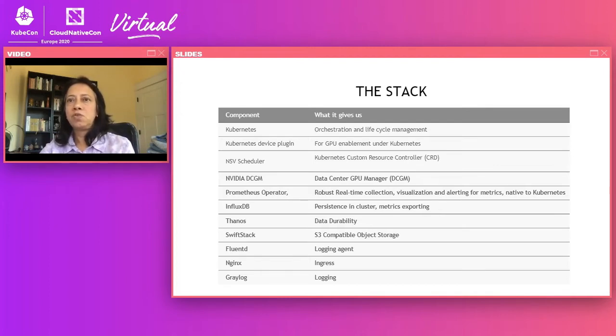FluentD agent is used for the log collection and sending logs to the central logging service, which can be InfluxDB or Graylog. We use Nginx ingress controller for exposing the stack endpoints to the users. In some clusters, based on requirements, we are using Graylog instead of InfluxDB for logs.